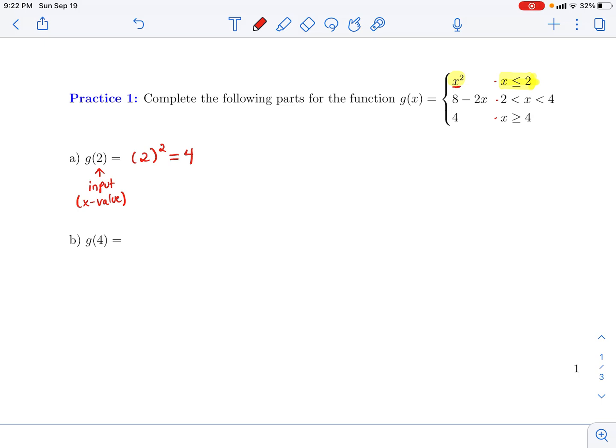Now for g of 4, you want to try and figure out which piece you're using. Try to pause the video now and try to figure out what g of 4 would be.